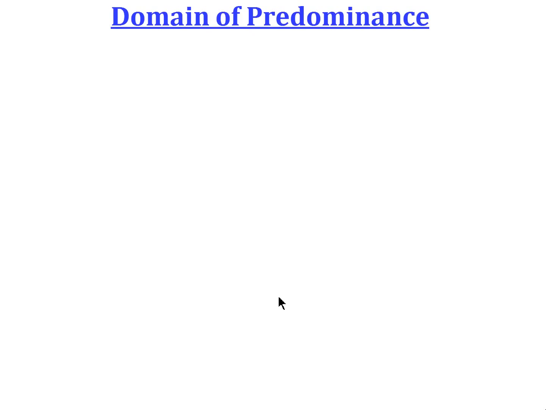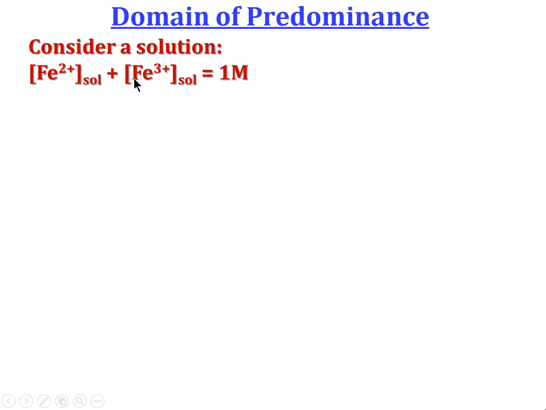Domain of predominance of ox and red of the same couple. In acid-base, the predominance domain of the donor HA and the acceptor A- depends on the pH of the solution. In electrochemistry, the domain of predominance of the oxidant and its reductant depends on the value of the potential of the solution. Example, consider a solution of Fe2+ and Fe3+, where the concentration of these two species in the solution is 1 molar. Fe2+ can be transformed to Fe3+ and vice versa, but the sum of their concentrations is always equal to 1 molar in this example.